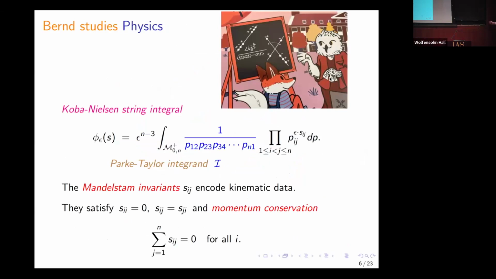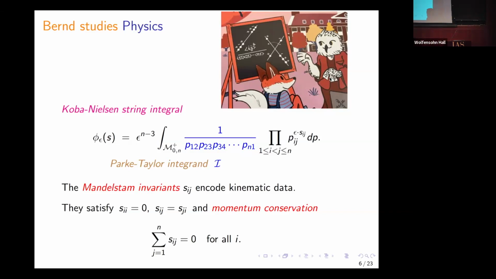And so I'm studying, right? On this picture here, you see this integrand. This is the reciprocal of P12 times P23 and so on cyclically around to Pn minus 1, n. So these are our Plücker coordinates, these are the xi minus xj. And in this Koba-Nielsen string integral, we have a kernel here. This is a monomial in these Plücker coordinates Pij raised to some power epsilon times Sij.